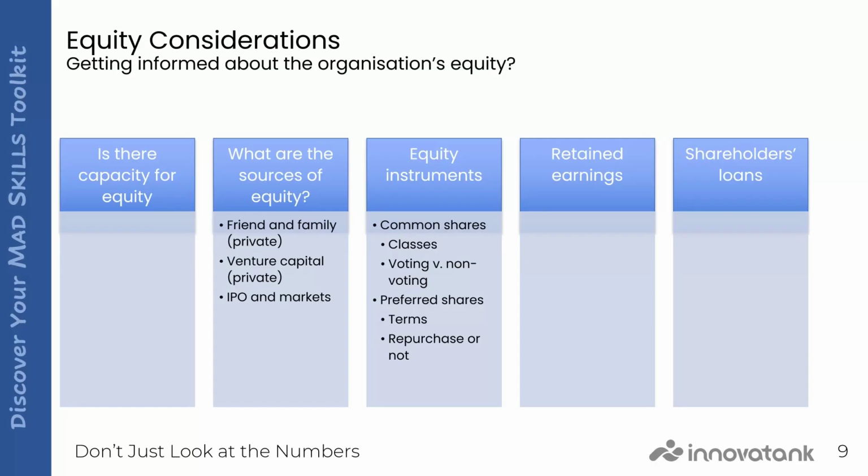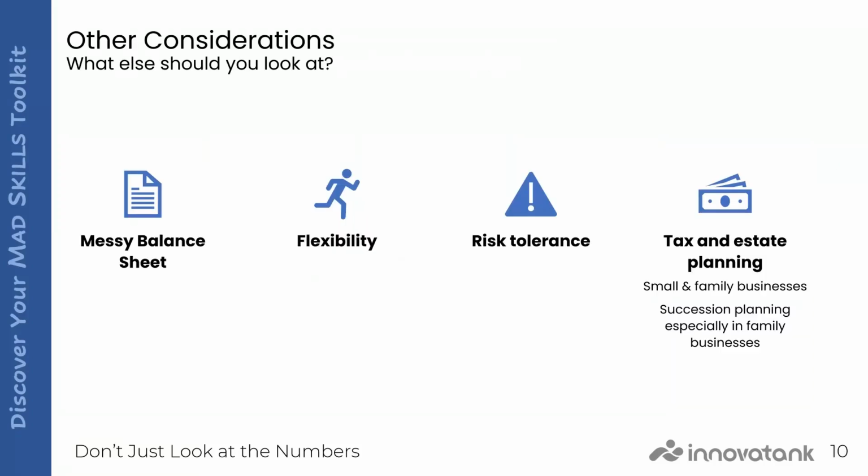Consider the capacity for new equity, sources, friends, family, VCs, IPOs, classes of shares, voting versus non-voting, preferred shares, retained earnings, and shareholder loans. Industry norms vary. Some sectors are naturally debt heavy. Always factor in things like risk tolerance, tax and estate planning, and succession planning, which is especially important in family businesses.